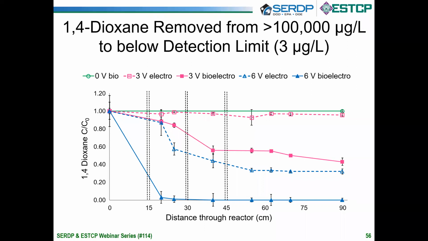And then at 6 volts applied, you see electro only. Those would be the blue dashed lines with the open markers. We do get quite a bit of electrochemical removal, but again, we bioaugment the reactors, and then the solid blue lines show that the removal was very rapid, basically only after 1 electrode pair. Most of the 100,000 micrograms per liter were gone, and at the end of the column, we were below our detection limit of 3 micrograms per liter. So that's a removal of more than 4 orders of magnitude.